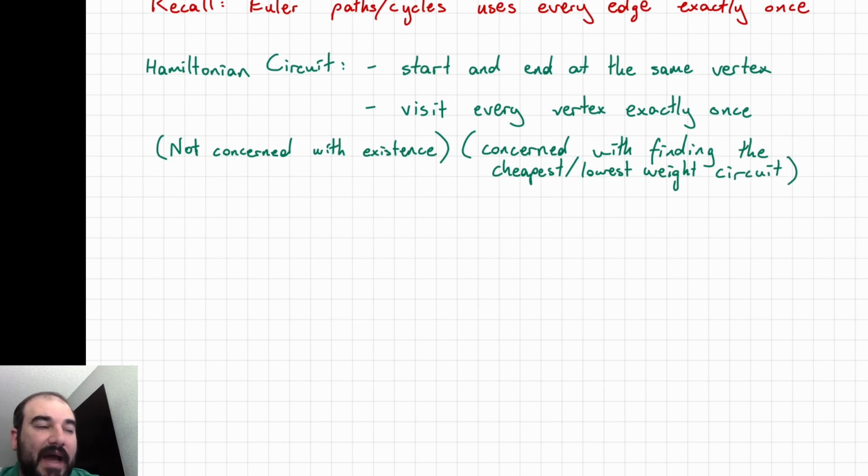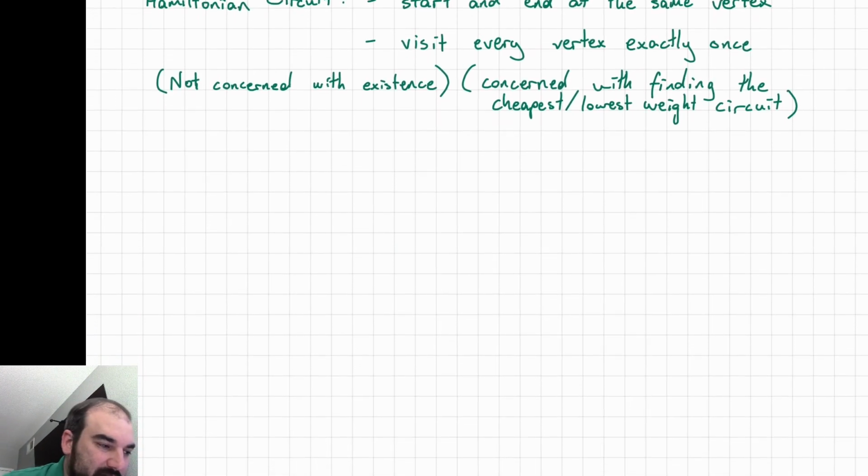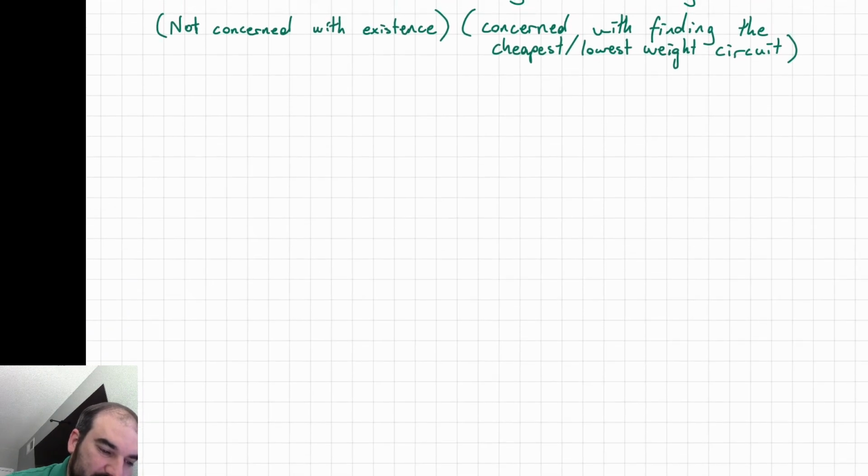Right, that's going to be the task whenever you see Hamiltonian. We have a couple of algorithms for finding this cheapest or lowest weight circuit. So let's talk about these algorithms, and I'll draw up an example here so we can use the same example for doing a couple of these algorithms.